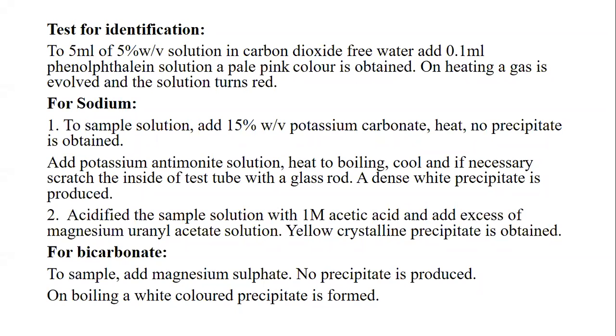So the second test for the sodium ion is to acidify the sample solution. You have a sample solution of your sodium bicarbonate and you're going to acidify it with 1 molar acetic acid. Then you're going to add excess of magnesium uranyl acetate solution. Once you add this, if you get a yellow crystalline precipitate, then yes, sodium ion is present. If you don't get it, then sodium ion is absent.